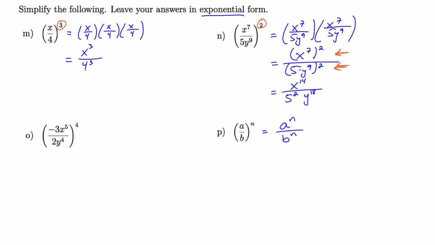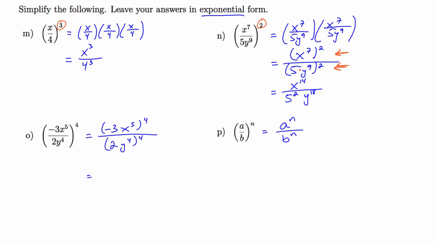So our quotient is negative 3x to the 5th over 2y to the 4th in parentheses raised to the 4th power. The first thing we're going to do is apply that outer exponent of 4 to the entire numerator, and separately to the entire denominator. So up in the numerator, we'll have negative 3x to the fifth in parentheses to the fourth power, and in the denominator, 2y to the fourth in parentheses to the fourth power.